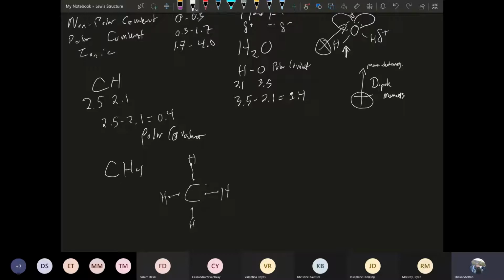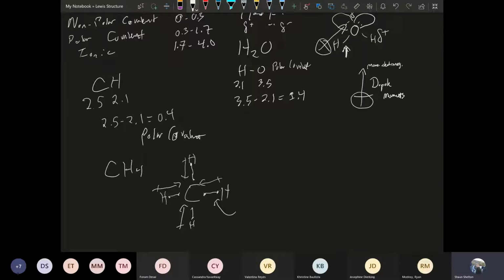Okay, so we have 4 single bonds between hydrogen and carbon. When we look at just one single carbon-hydrogen bond, the carbon is a little bit more electronegative than the hydrogen, so you're going to have a dipole pulling towards the carbon. Each of the hydrogens is going to pull towards the carbon, and there's nothing that's going to pull in the opposite direction.